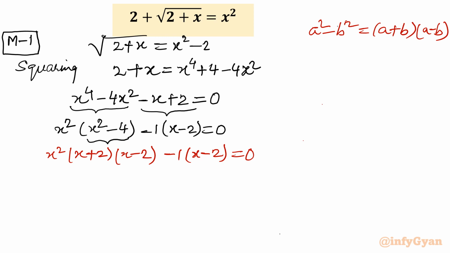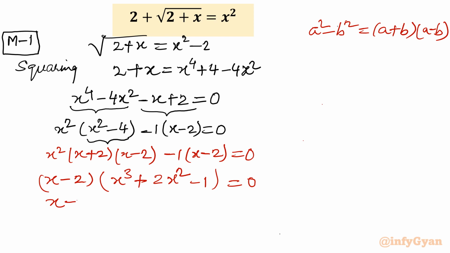Now it is clearly visible x minus 2 is common. So what is left at the first term place? x squared times (x plus 2), x cubed plus 2x squared, and here we will have minus 1. The product is 0, so we can write either x minus 2 will be 0 or this cubic equation will be equal to 0.